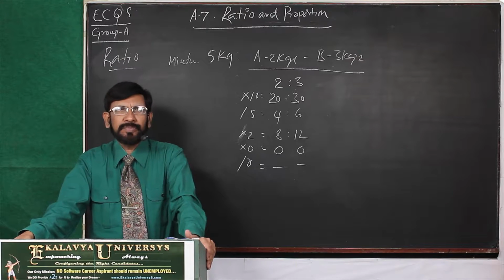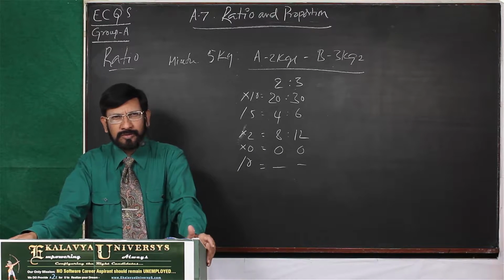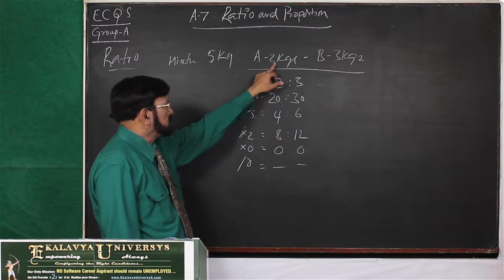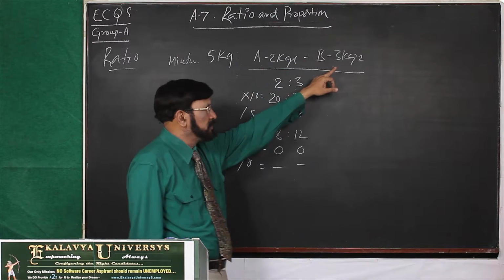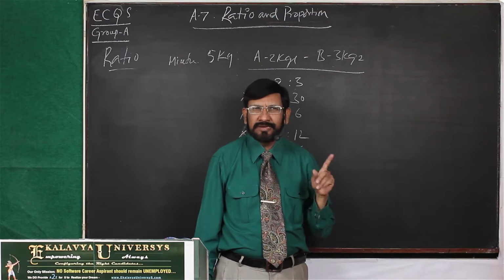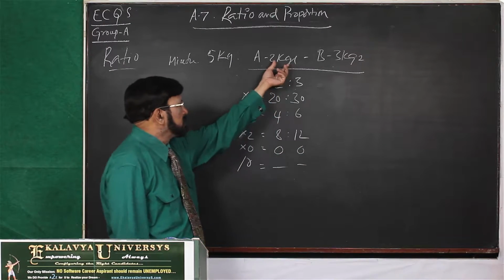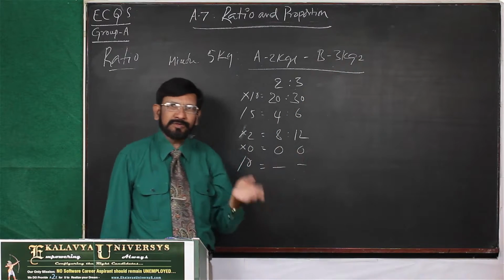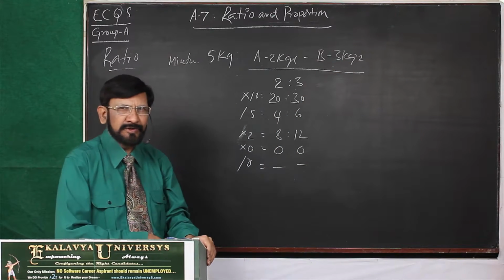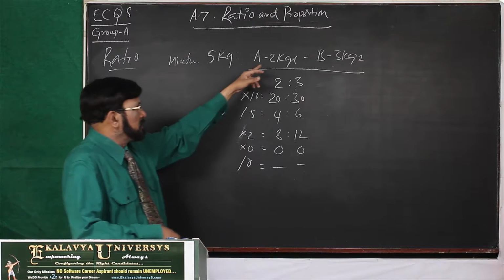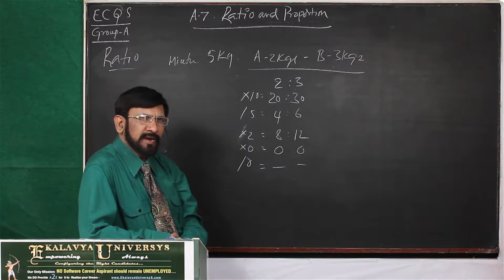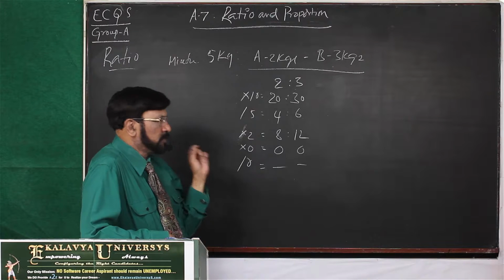When we compare two or more values, they must be of the same units. This is A is 2 kgs and B is 3 kgs. Suppose one is in kgs and the other is in grams, both should be converted into the same units. Then only you can create a ratio. If one item is in grams and the other item is in kgs, you cannot compare. Always remember that point.